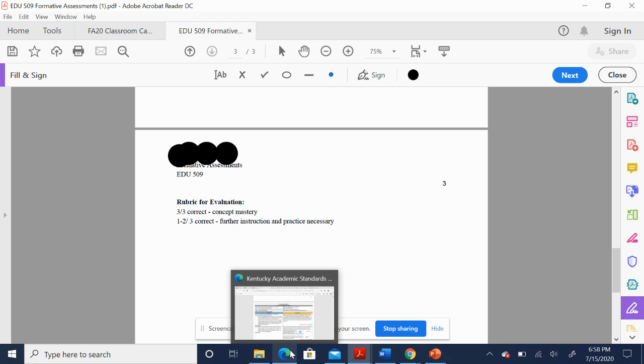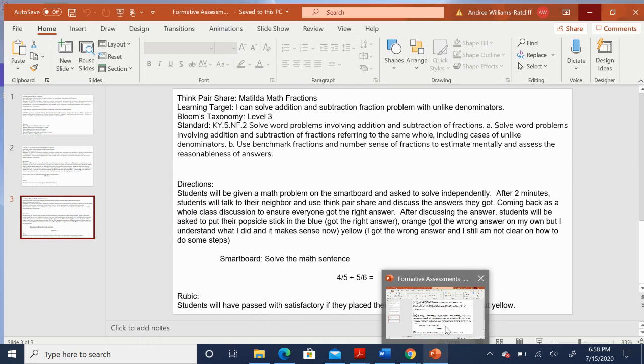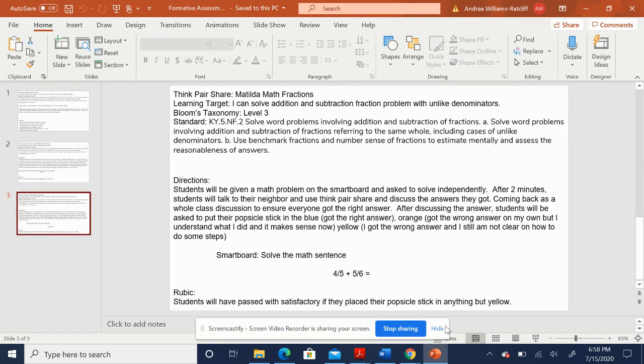So let me see here. I know I have another one pulled up. This is a good one. This is Matilda's fraction task, so a little bit higher level. I can solve addition and subtraction fraction problems with unlike denominators. The standard specifically says solve word problems involving addition and subtraction of fractions. So the target and the standard definitely match.